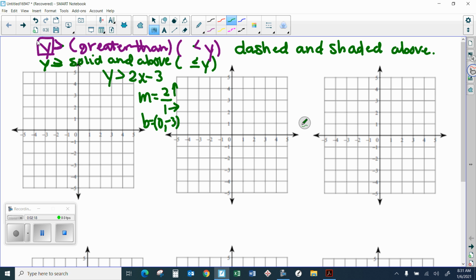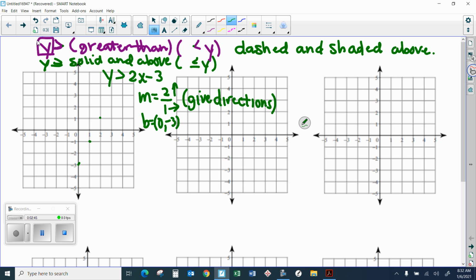And which one of those is a point? Only the y-intercept. The slope gives directions. Okay, it's not a point, so you can't plot the slope. That's a common error for pre-algebra and algebra 1 students who are weak. So I start at 0, negative 3, and I go up 2, right 1, up 2, right 1.